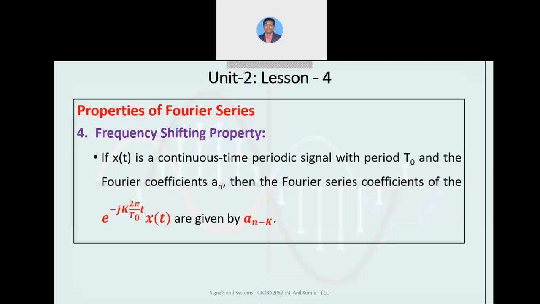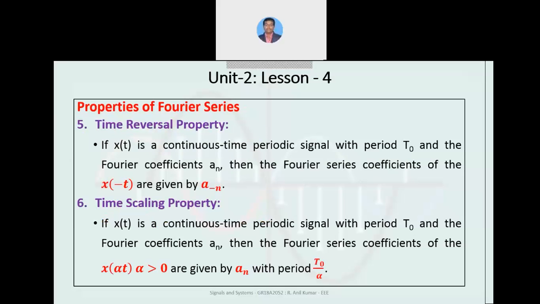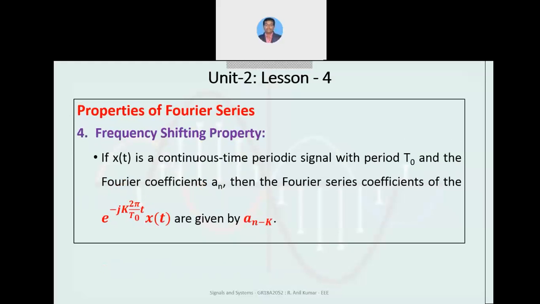The next property is the frequency shifting property. Considering x of t as a continuous time signal with period t naught and Fourier coefficients an, the Fourier series coefficients of e power j k 2 pi by t naught into t times x of t will be a suffix n minus k. The coefficients will be shifted by k. If the frequency is shifted, that is multiplied with k times, the coefficient will be shifted, giving a suffix n minus k.